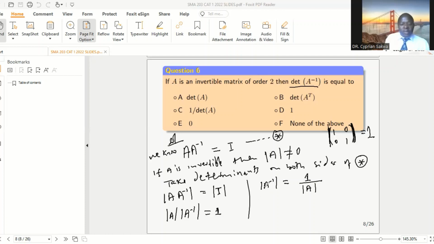So what this means, therefore, is that the determinant of the inverse of A is the same as 1 divided by the determinant of A. Or, as the question has put it, the determinant of A inverse is the same as 1 divided by the determinant of A. So my answer is C. And I've just used a very simple thing that we learned in our basic mathematics.